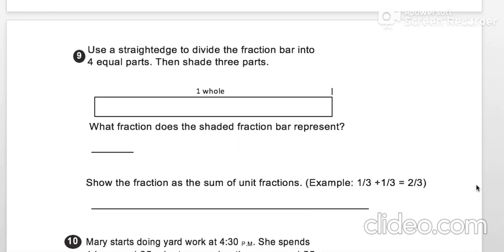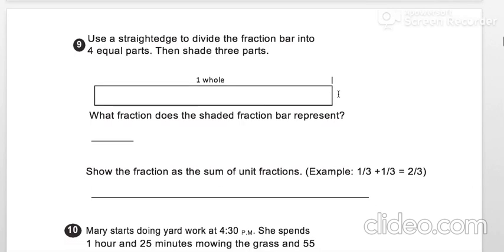Number 9, you're going to use a straight edge to divide the fraction bar into 4 equal parts. Then you're going to shade 3 parts. So this is like what we did with fractions before the coronavirus shutdown. So it says use a straight edge. If you have a ruler at home, that will be a great tool. Otherwise, you can use a piece of cardboard or a book or something that you can use to draw a straight line with. So you're going to divide this bar into 4 equal parts, and you're going to shade in 3.